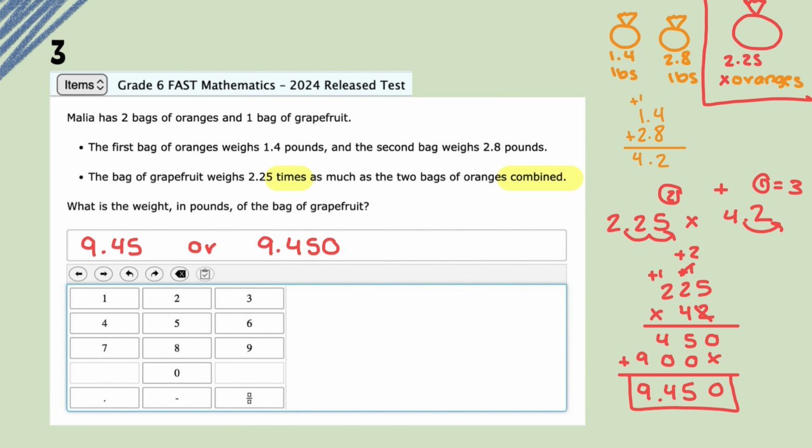Since last time we had answer choices to go through and this time we don't have any answer choices to go through, let's see if the answer makes sense. We know that the oranges combined is 4.2. Let's round that to 4, okay? And we know that the bag of grapefruit weighs 2.25 times as much, and we're going to round 2.25 to 2. And 4 times 2 is 8. So we know that our answer should be close to 8. It shouldn't be less than 8, and it also shouldn't be like 80. No. So 9 is about right.